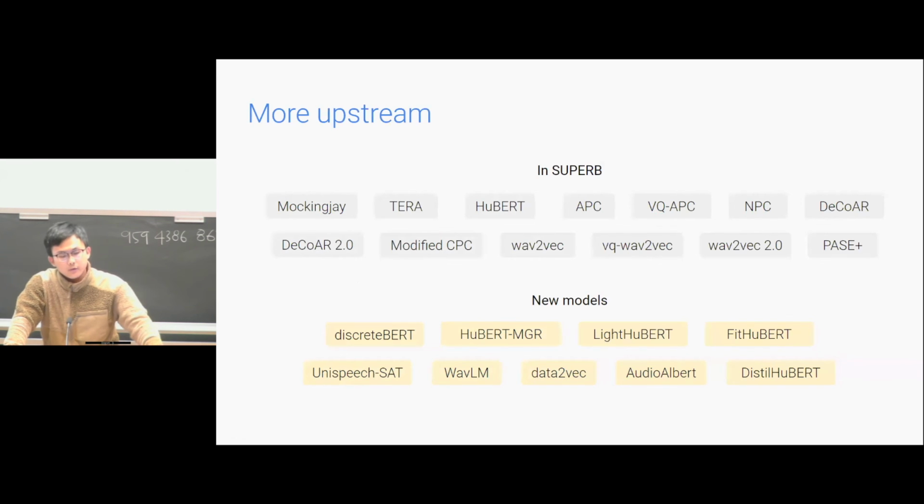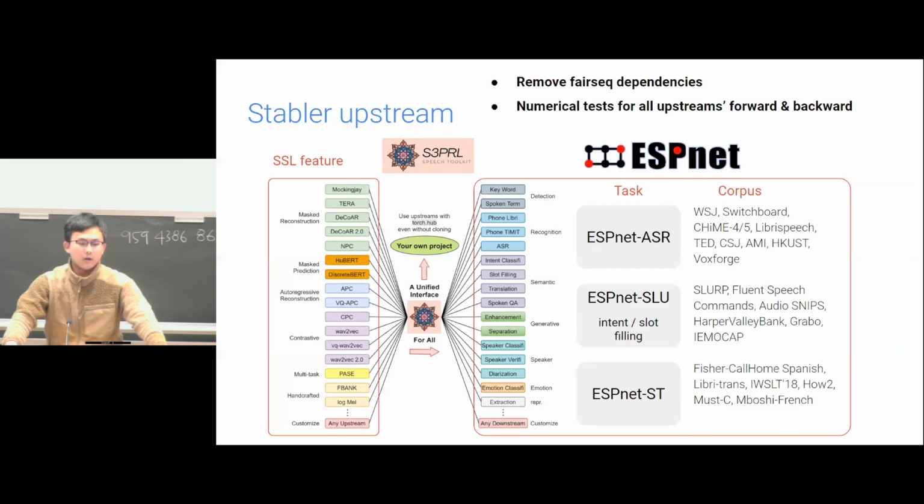So for more upstream models, in the original SUPERB we support the models in gray. And now during JSALT, we add lots of new models in orange, that you can use in S3PRL. For more stable upstreams, we have the SSL features, and you can easily connect them. It is already connected with ESPnet. You can use them in the ESPnet ASR, SLU, and ST tasks. And to have more stable support for ESPnet, we remove all the basic dependencies, and also we add numerical tests for all the upstream models for forward and backward passes, so that you can expect exactly the same behavior across S3PRL versions.